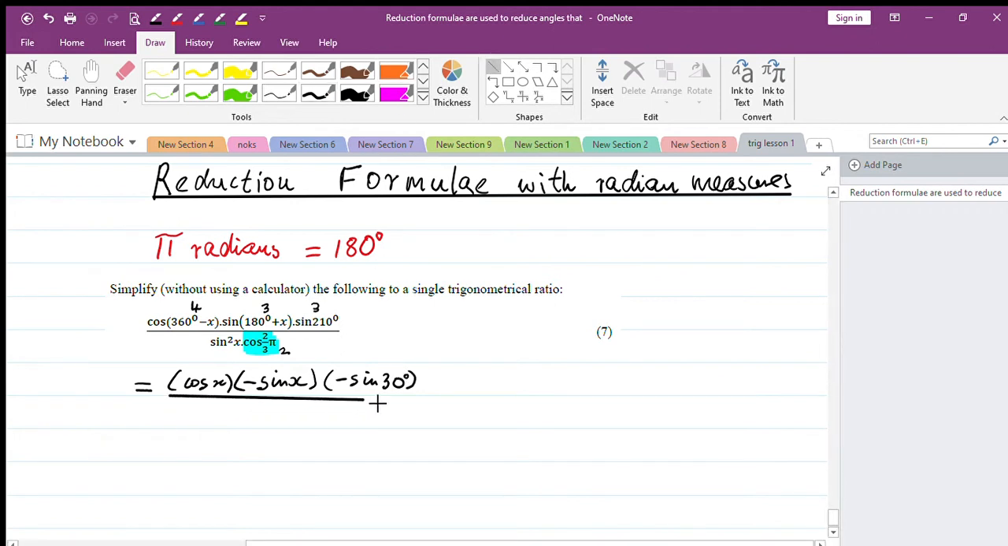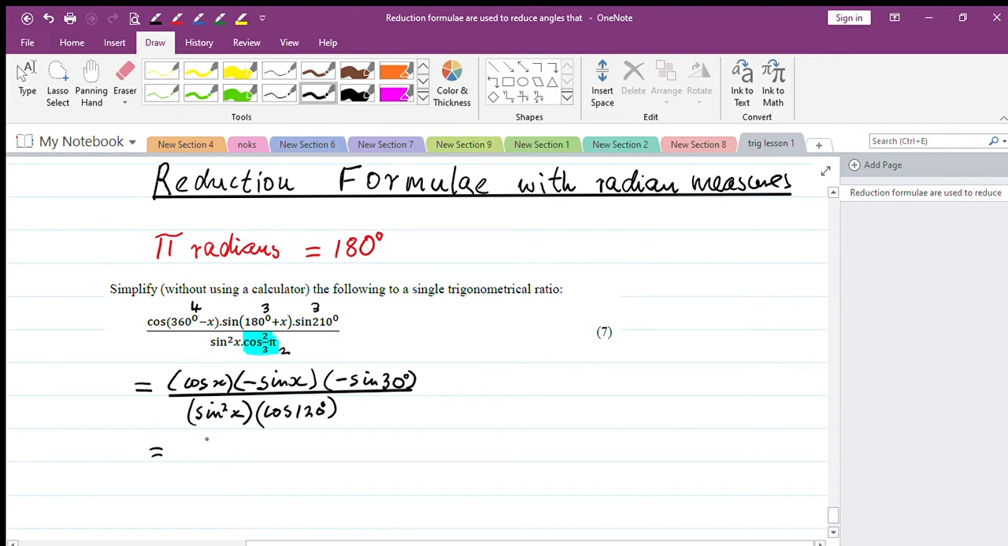We come to the denominator now. The sine squared x will remain sine squared x. And then we said this is 2 multiplied by 180, which is 360, and 360 divided by 3 is 120, so this changes to cos of 120 degrees. Now we know that cos of 120 degrees is going to be negative because it's in the second quadrant.